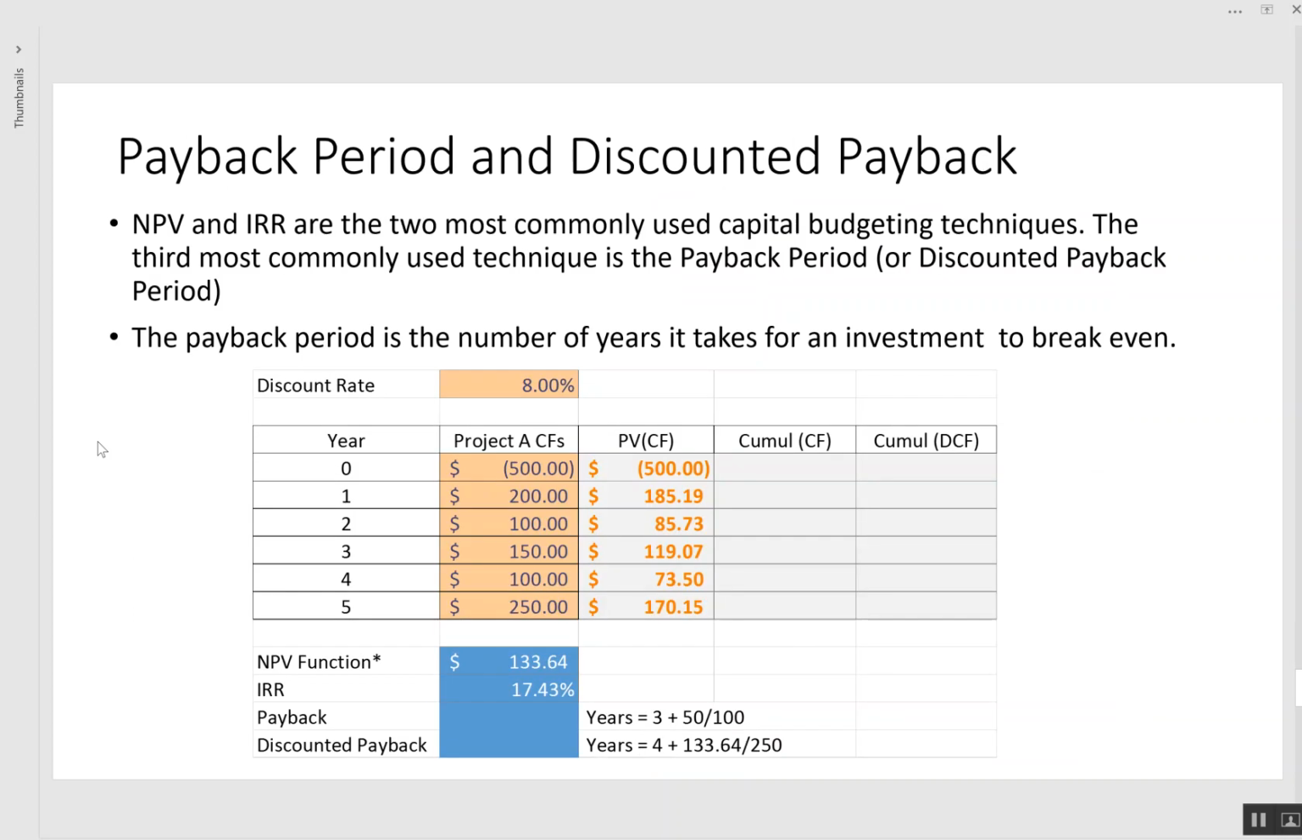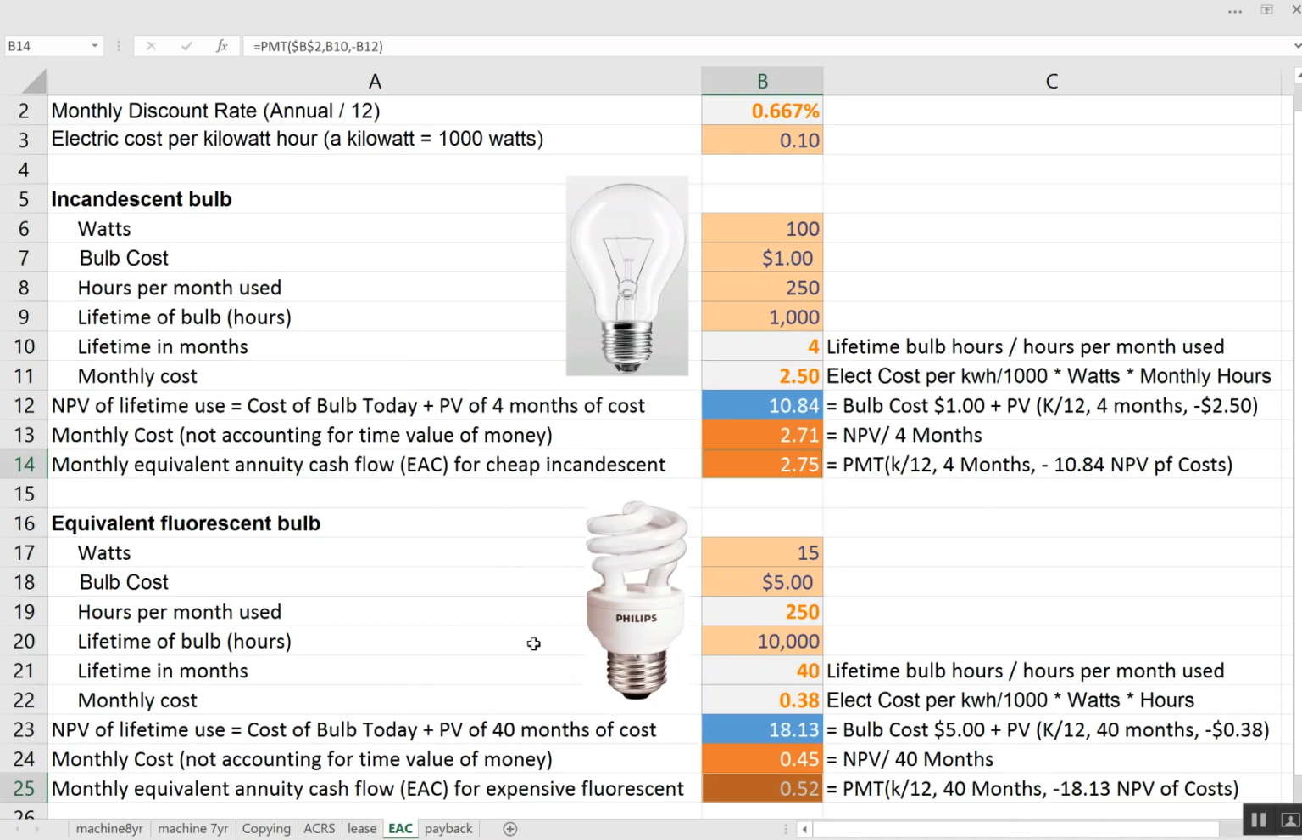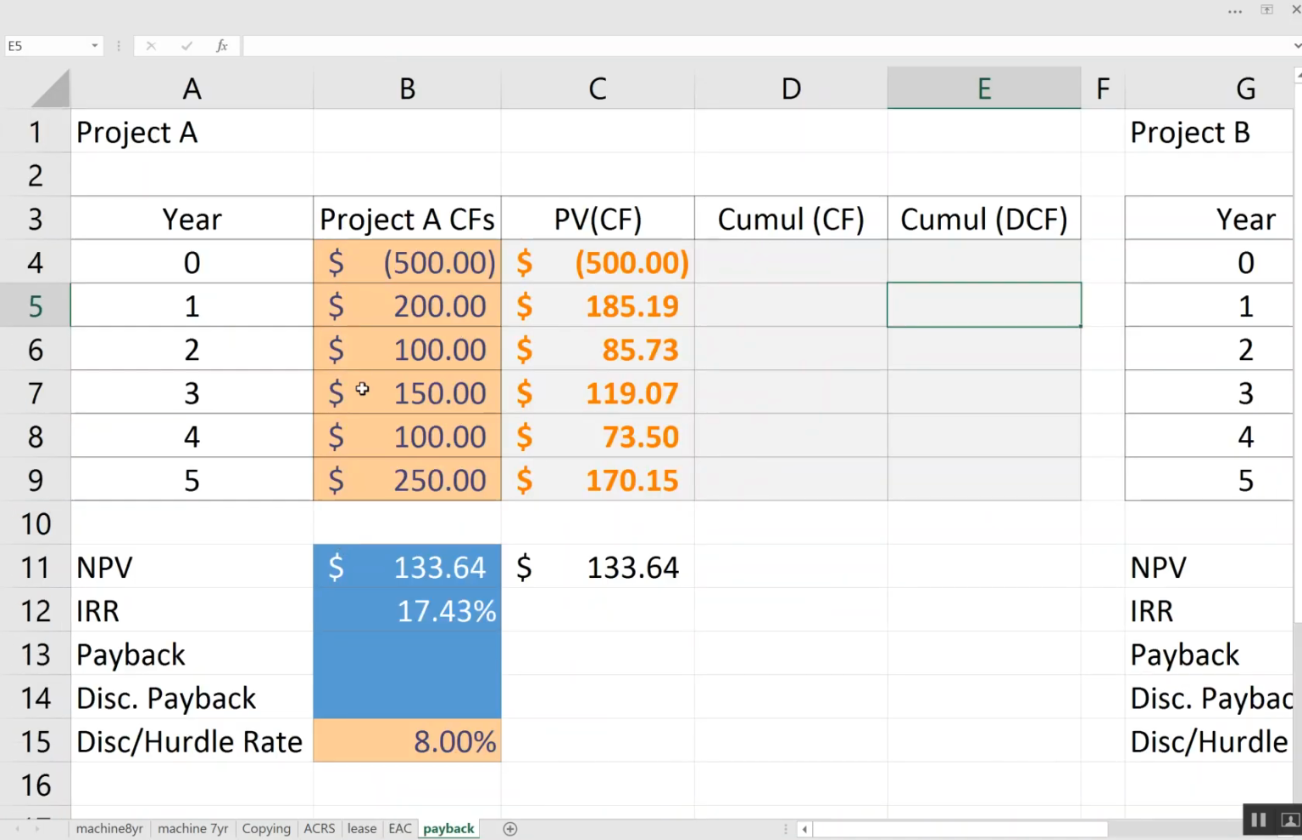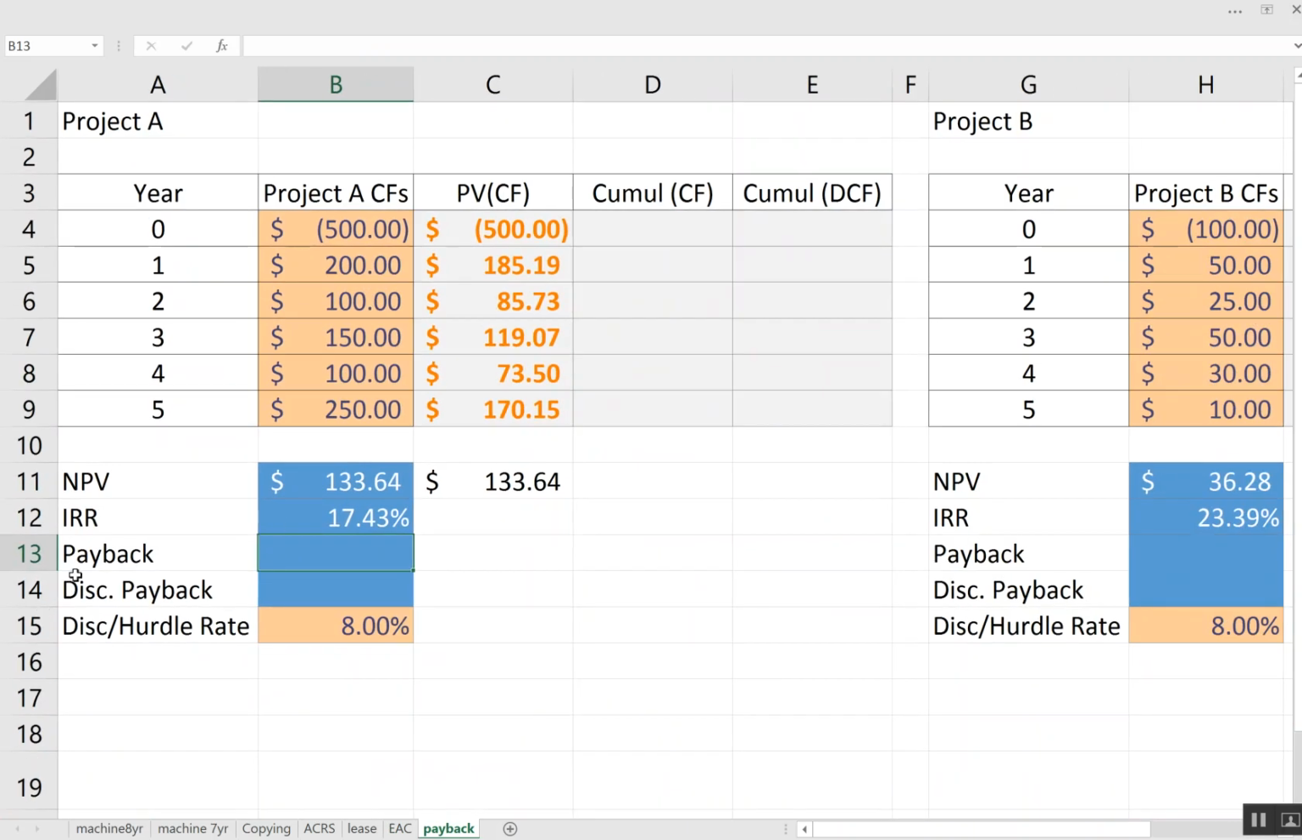All right, last thing I'm going to do: NPV and IRR are the 2 most commonly used capital budgeting techniques. There is another method called payback period or discounted payback period. So let's look at this project here. I'm only giving you this because a lot of firms do calculate it, and in finance we don't like to use it because it doesn't really account for the time value of money, discounting, but it does get used.